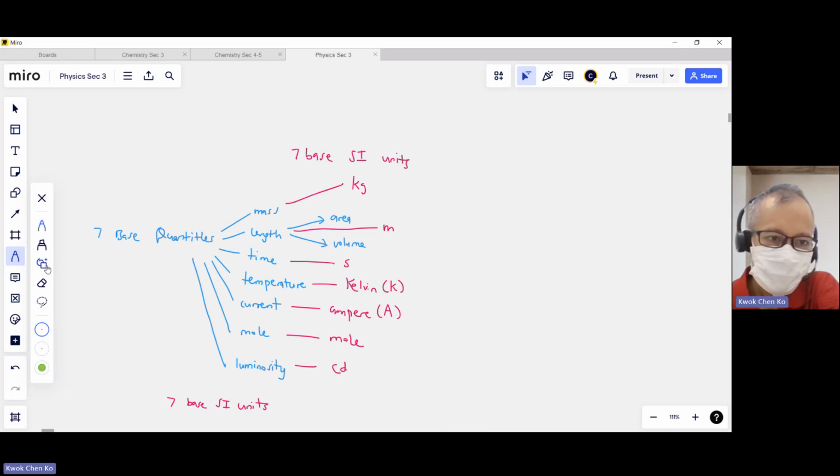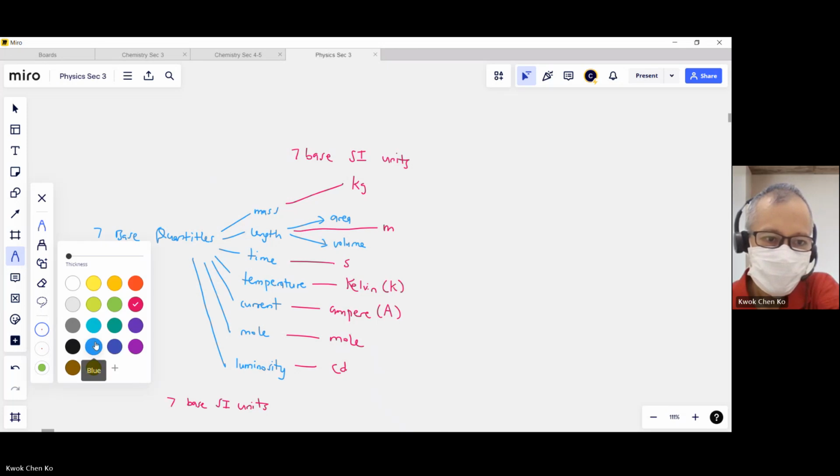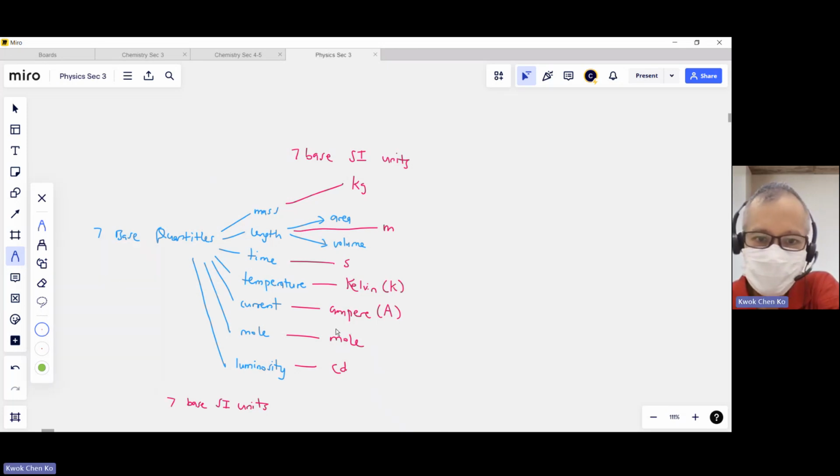But again, the good news is, even though it's a base SI unit, candela is not covered in physics. The mole is covered in chemistry though. Candela is totally not covered at all for secondary school science.